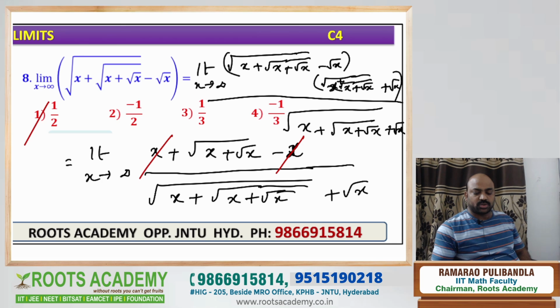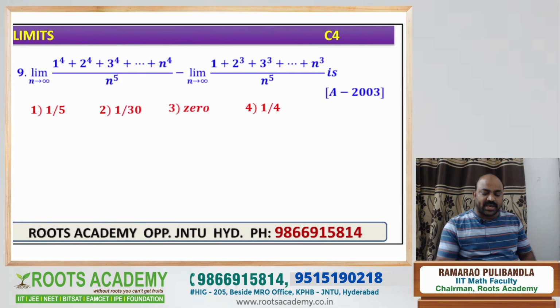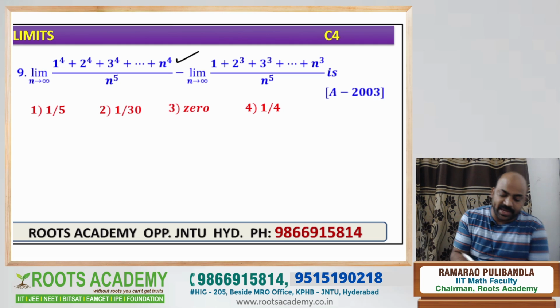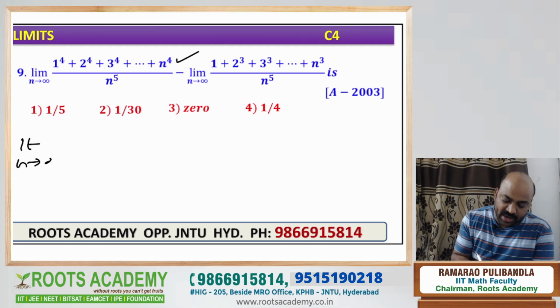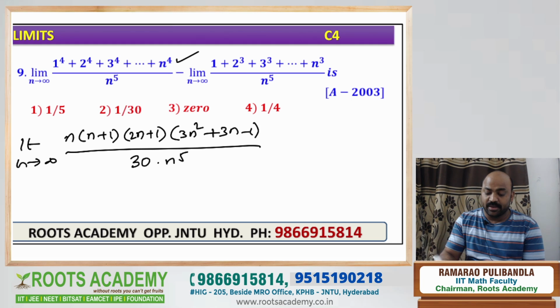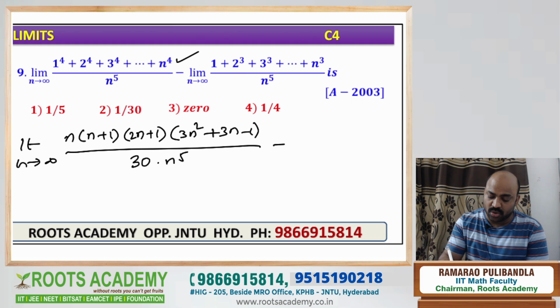1 by 2. Move to question number 9. This is the beautiful thing I gave you, dear student. What is the beautiful thing here? So power 4 I have. What is the expansion for power 4? Limit n tends to infinity, n into n plus 1 into 2n plus 1 into 3n square plus 3n minus 1 by 30 into n power 5 I will get here, minus this is already known.